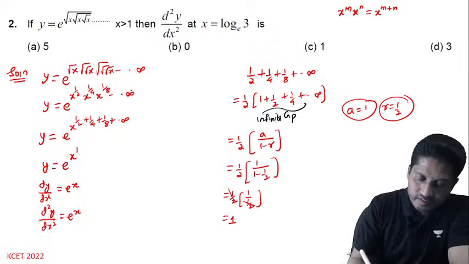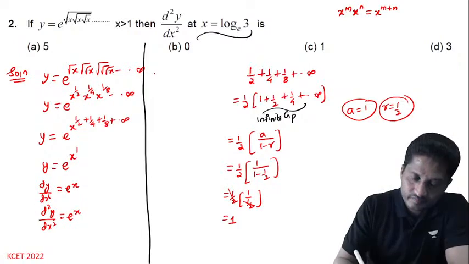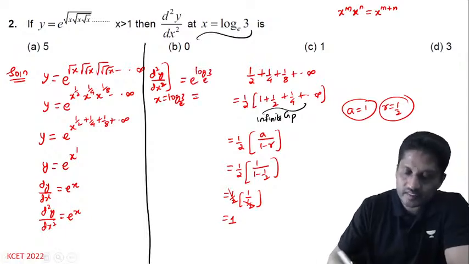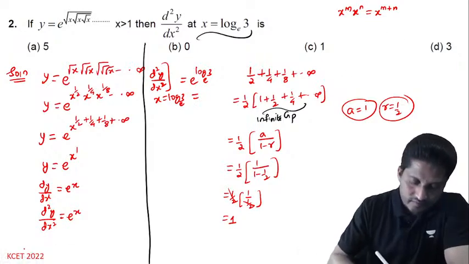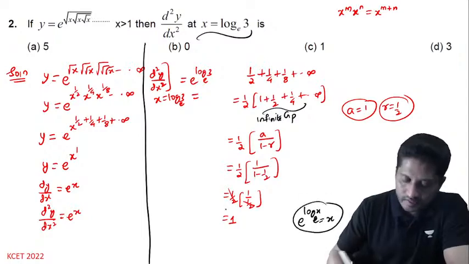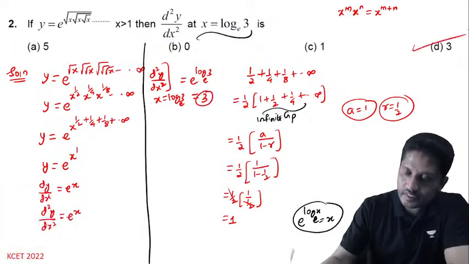Right, now according to the question, I should find out the double derivative when x is equal to log 3. d square y upon dx square when x is equal to log 3 to the base e. This is e to the power of log 3 to the base e. Right, e power log x is x. I'm going to write the property here. e power log x to the base e is x. Okay, e to the power of log 3 is 3. That's the answer, guys. Answer is option D.